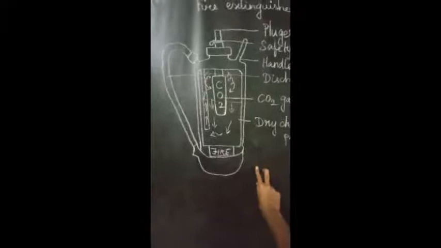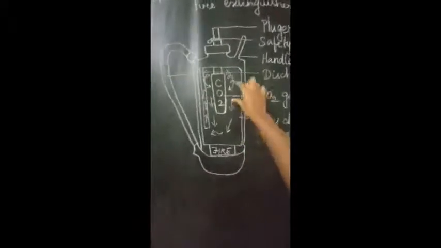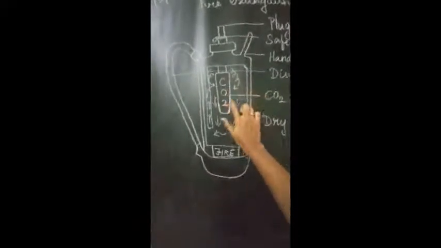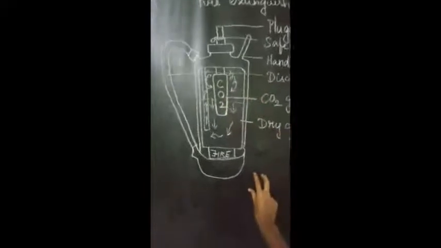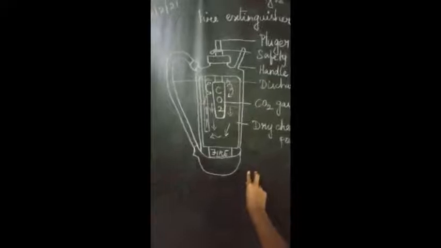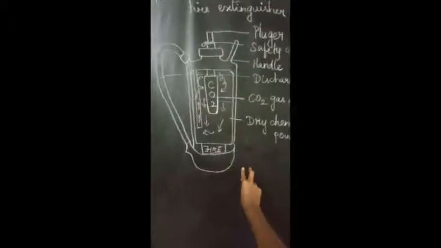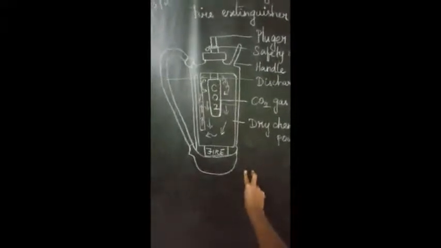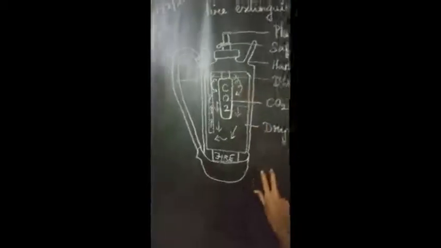The fire can be controlled through the gases present inside it, or by water, or even by using mud. For all these things it is used for controlling fire. Here is the structure of the fire extinguisher.